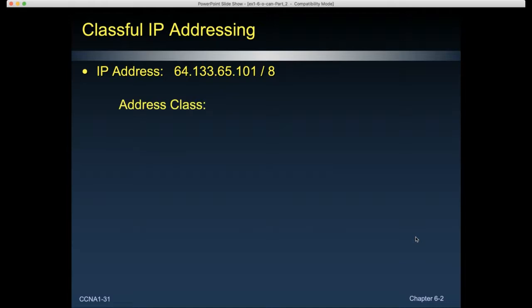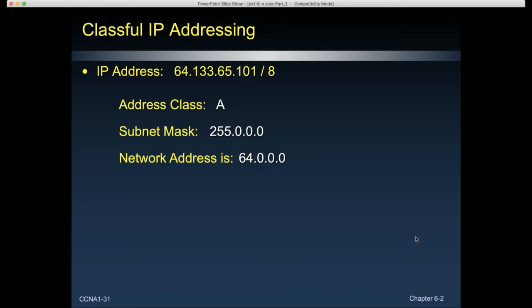So what class address is this? It's a Class A address, the biggest class. The normal default subnet mask is 255.0.0.0. The network prefix is the 64 dot. Definition of a network address: all the host bits are set to 0, so all 24, the last 3 octets, are all set to 0.